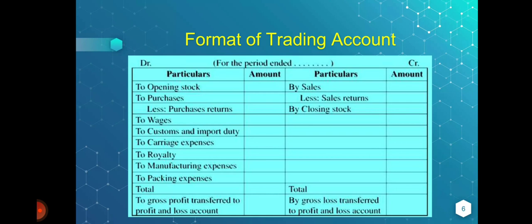In the same way, on the right hand side or the credit side, sales should be entered. If there is any sales return, that has to be deducted from the sales, and the final amount has to be entered in the outer column of the amount. Then below that, closing stock has to be entered here.